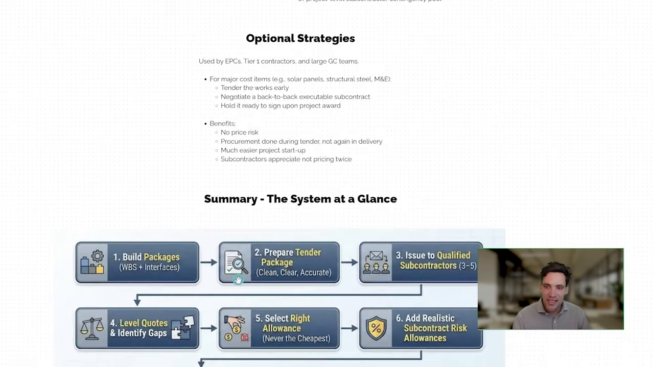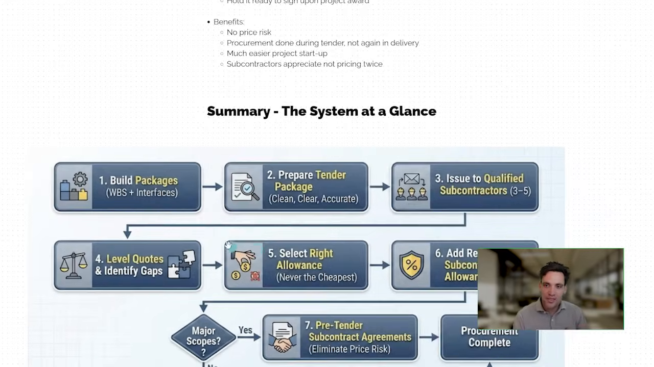Okay, to quickly recap and go through this system. First step is we want to create our packages, build our work breakdown structure, identify all the scope interfaces, and create our battery limit drawings. Again, battery limit drawings are life-changing. Then once we have our clearly defined tender packages, once we have our clearly defined project scope work breakdown structure, we then prepare our clean, clear, accurate tender packages. We issue them to 3 to 5 qualified subcontractors.